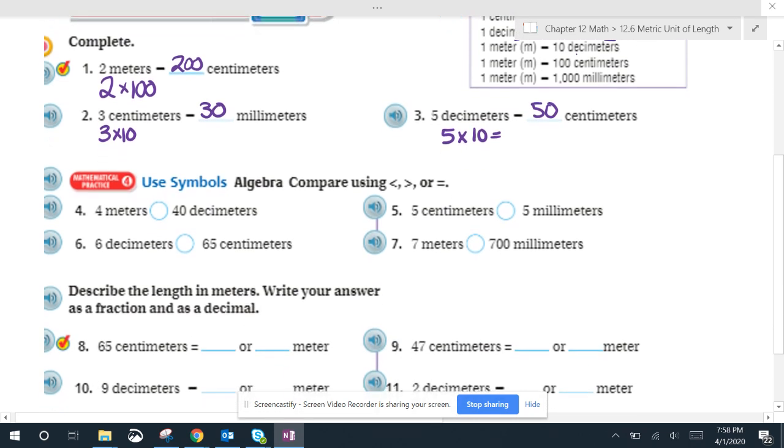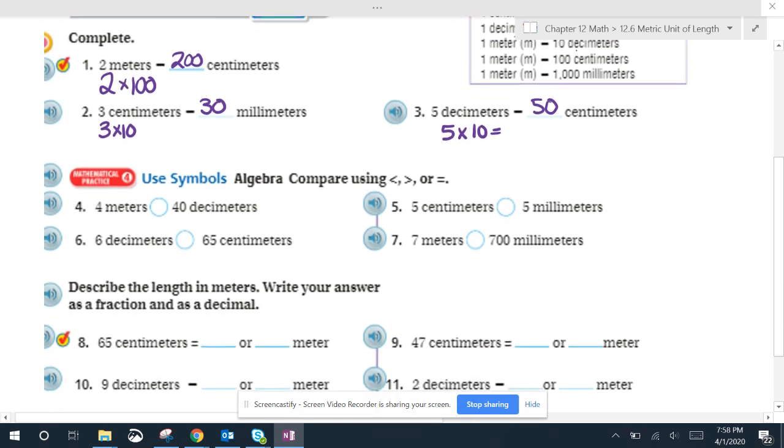Okay, all right, let's do number 4 together, and then I want you to do 5, 6, and 7 on your own. Okay, which one is greater, 4 meters or 40 decimeters? Well, I know that meters are larger than decimeters, so I'm going to change this one to decimeters. I know that there are 10 decimeters in a meter, so I'm going to multiply 4 times 10 equals 40 decimeters. So 40 and 40 are equal.